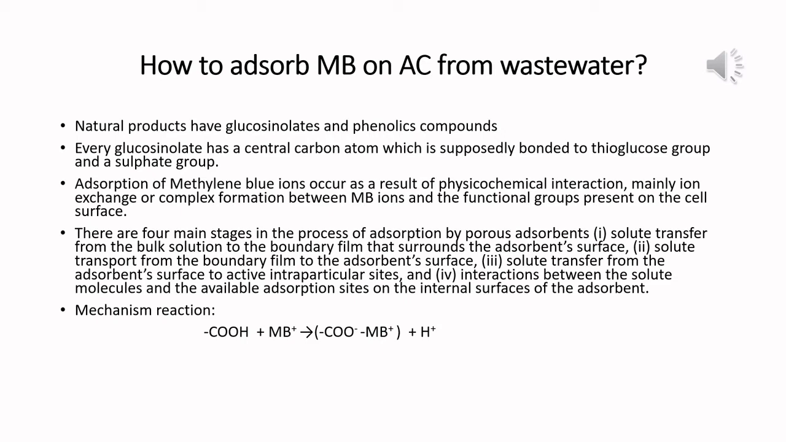There are four main stages in the process of adsorption by porous adsorbents. Solute transfer from the bulk solution to the boundary film that surrounds the adsorbent surface. Solute transport from the boundary film to the adsorbent surface. Solute transport from the adsorbent surface to the internal pore sites. Lastly, interaction between the solute molecules and the available adsorption sites on the internal surface of the adsorbents. Mechanism of the reaction.